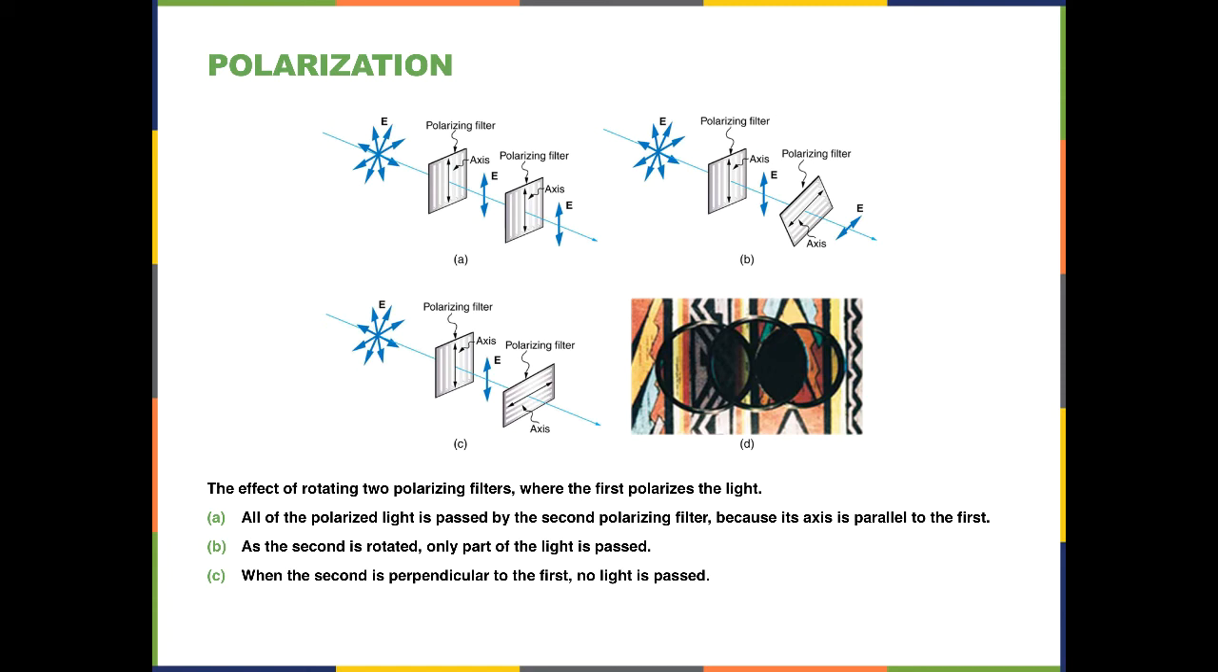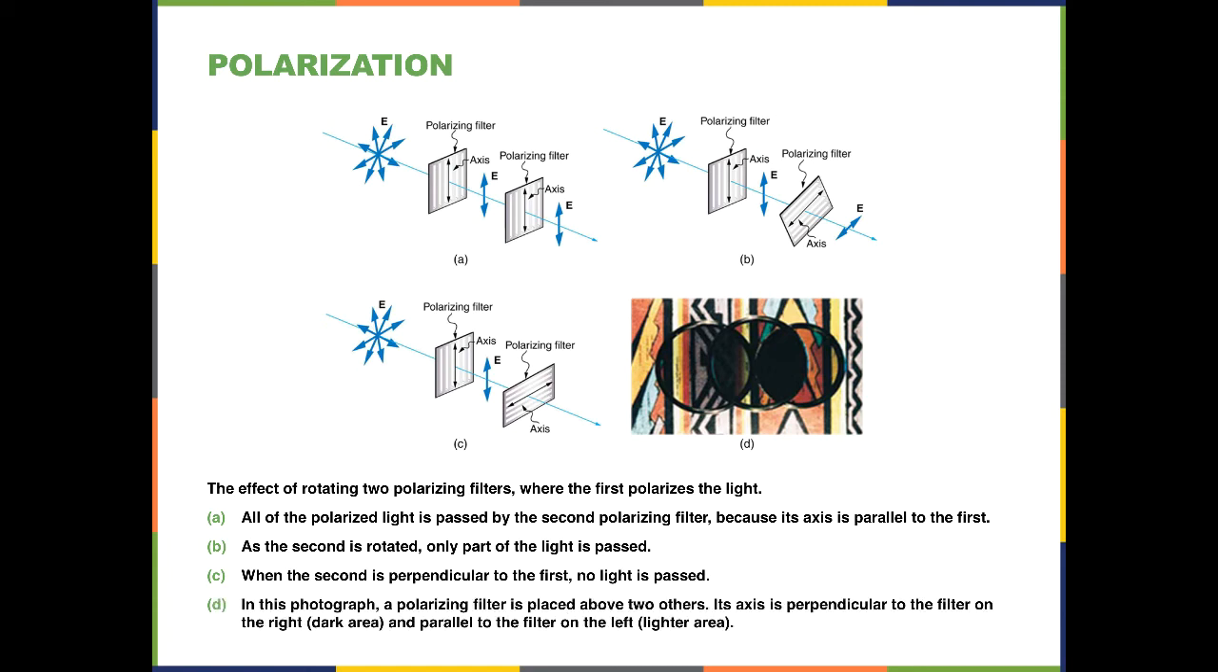And this is what's shown in the various situations in part D. You have various levels of polarization, and where it is black is where it's actually perpendicular. One filter is perpendicular to the other.